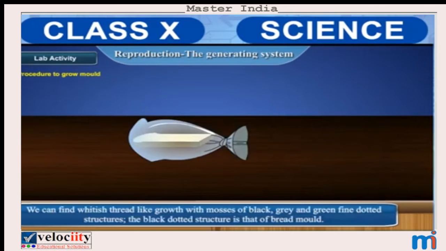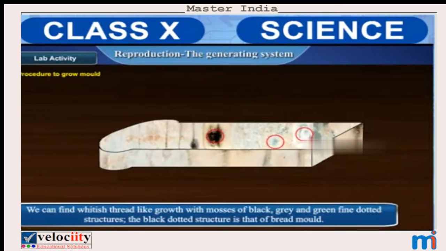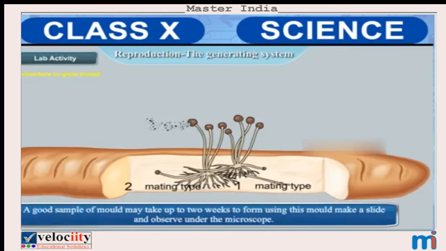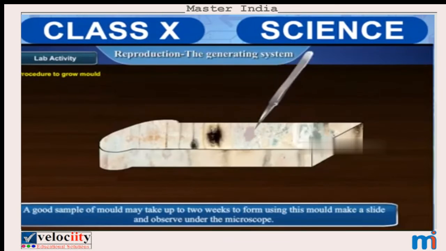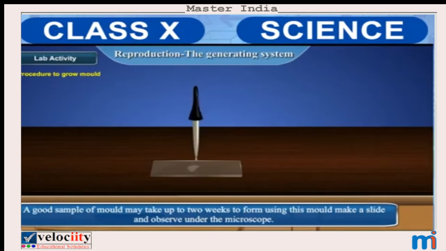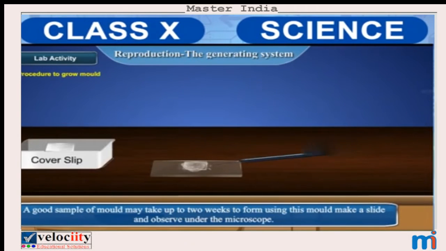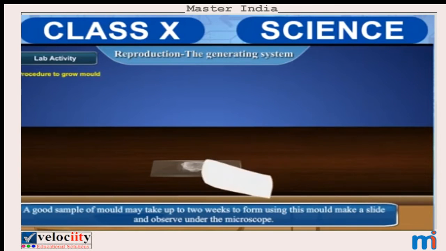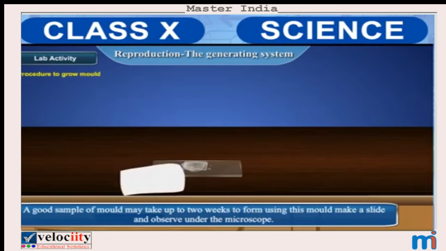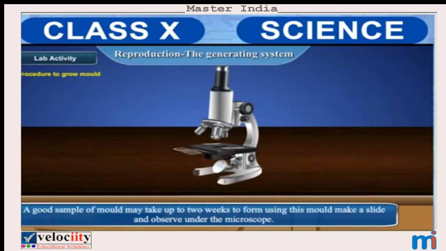We can find whitish thread-like growth with masses of black, grey and green fine dotted structure. The black dotted structure is that of bread mold. A good sample of mold may take up to 2 weeks to form. Using this mold, make a slide and observe under the microscope.